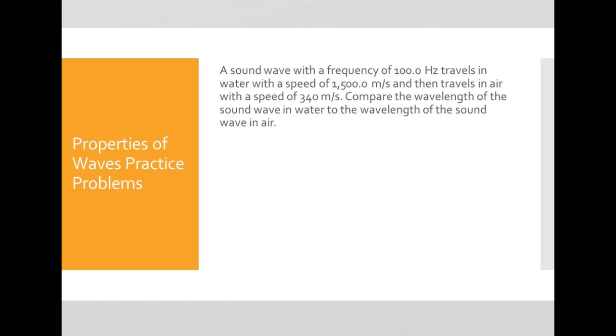A sound wave with a frequency of 100 hertz travels in water with a speed of 1500 meters per second, and then travels in air with a speed of 340 meters per second. Compare the wavelength of the sound wave in the water to the wavelength of the sound wave in air. Okay, so let's remind ourselves, v equals frequency times wavelength.